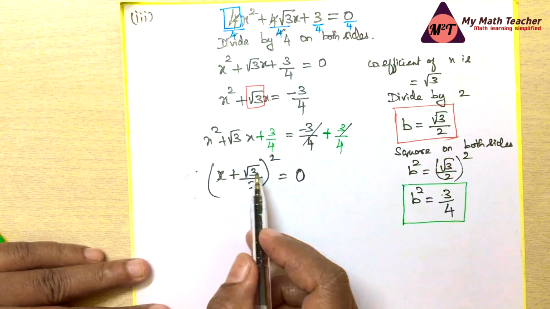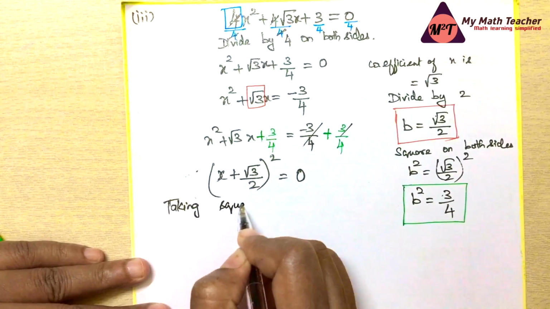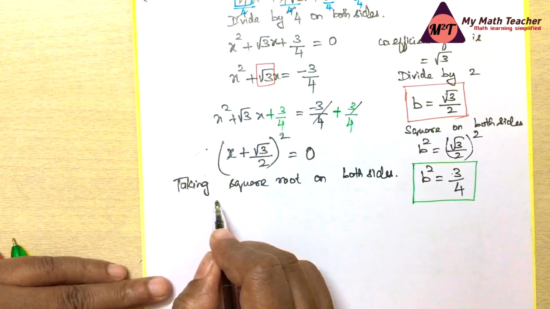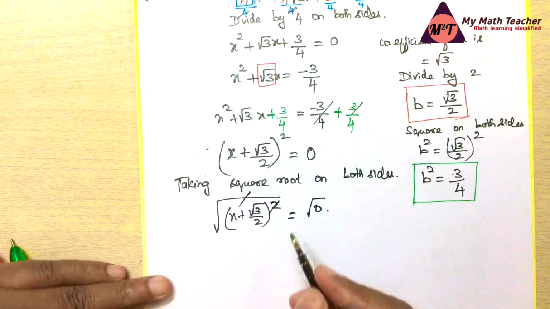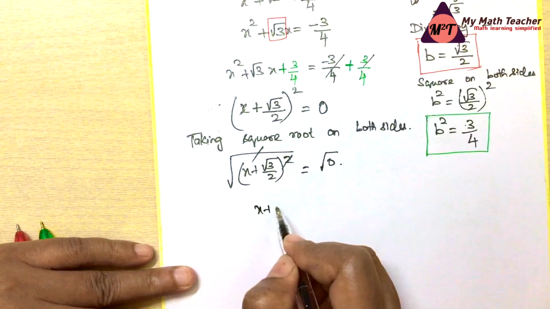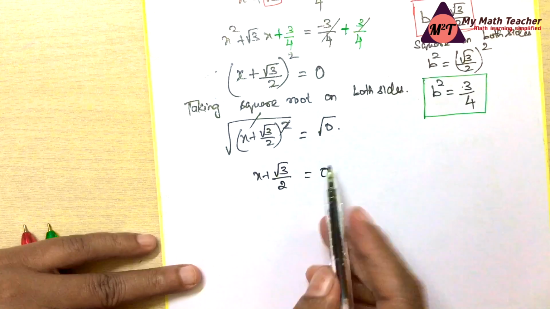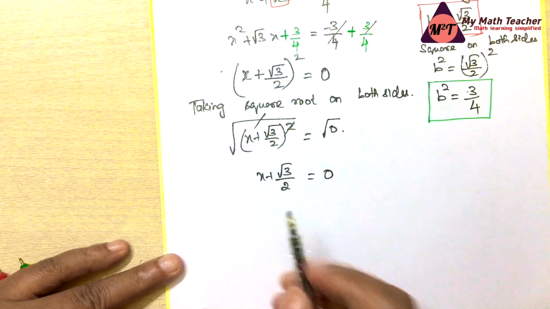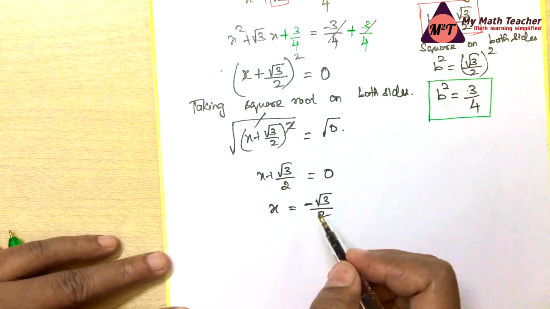The next step is taking square root on both sides. So it will be cancelled here. x plus root 3 by 2 is equal to 0. Now right side we have got the value as 0. Now we have got x. Here we need to find x, which is equal to minus root 3 by 2.